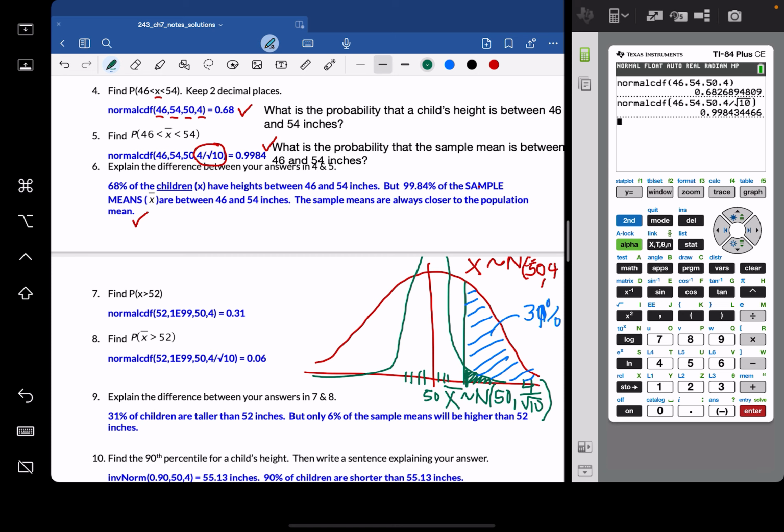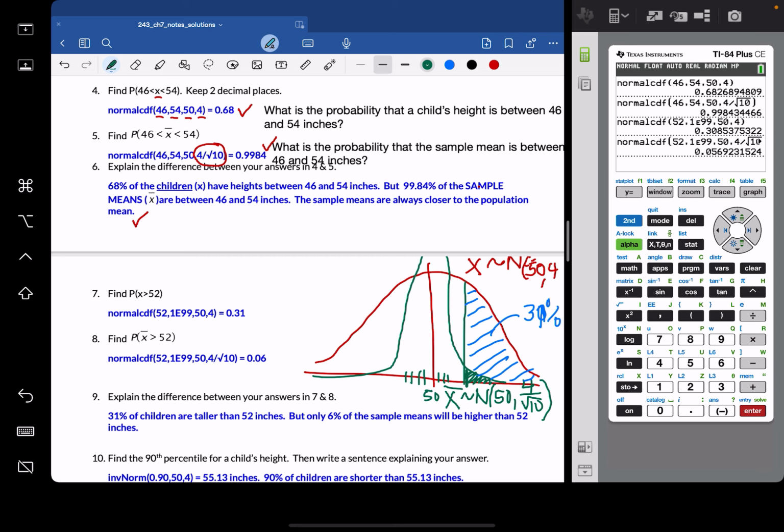And again, the way we do these is second distribution, normal CDF, and this time we're starting at 52, that's our lower bound. Upper bound is 1, second E, 99, enter, mu is 50, sigma is 4, paste, and that's where we get our 31%. And then I can just go to second entry, go back and change this to 4 divided by second square root 10, arrow out of the square root, close parentheses, enter, and that's how I got 6%.